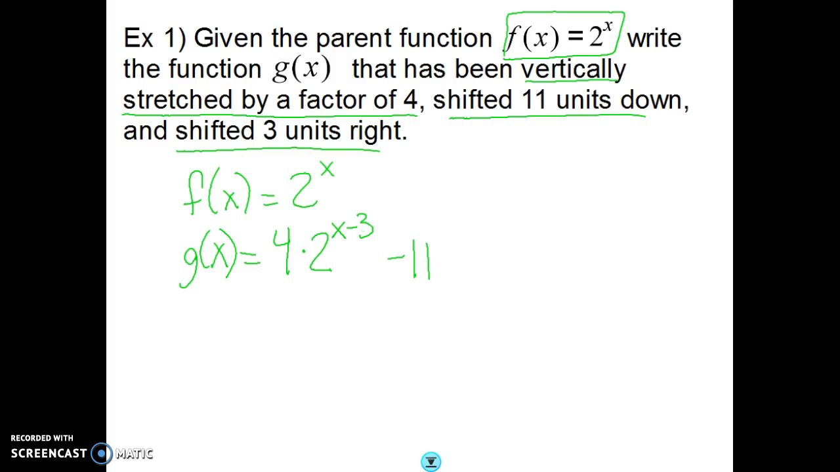So walking back through that really quickly, this 4 here is what gives me my vertical stretch. The x minus 3 is what gives me the horizontal shift. And the minus 11 way at the end is what gives me that vertical shift.